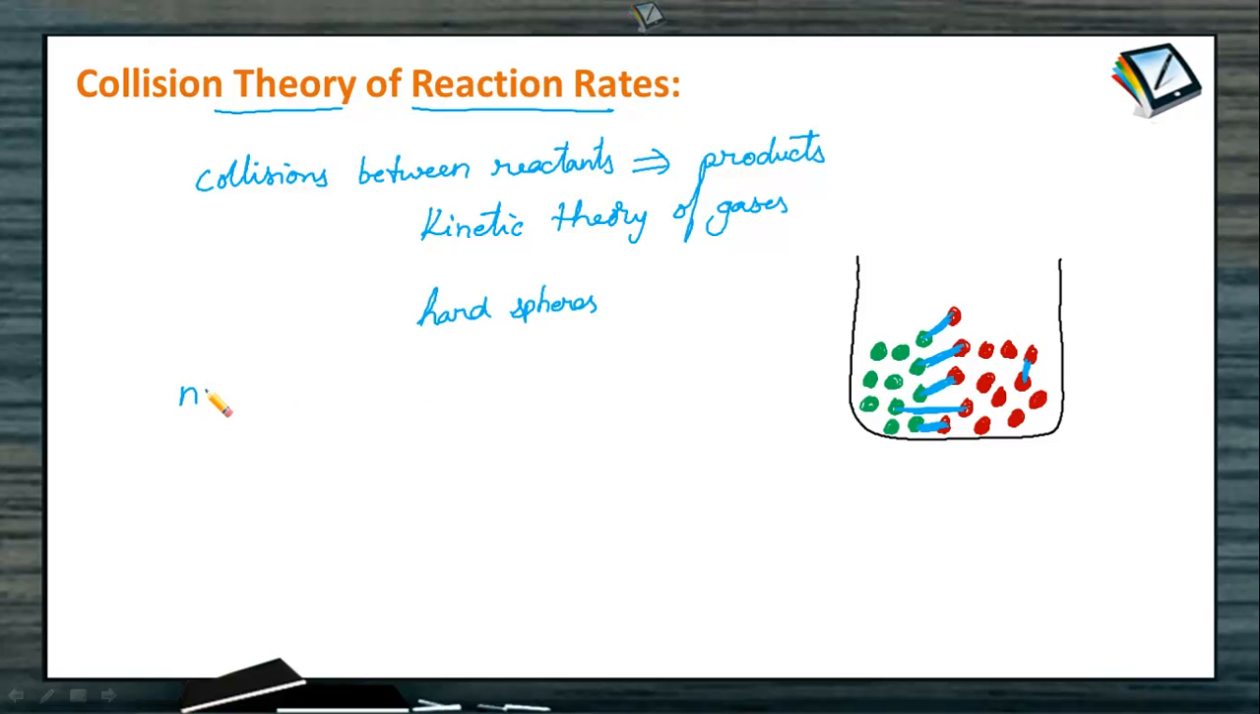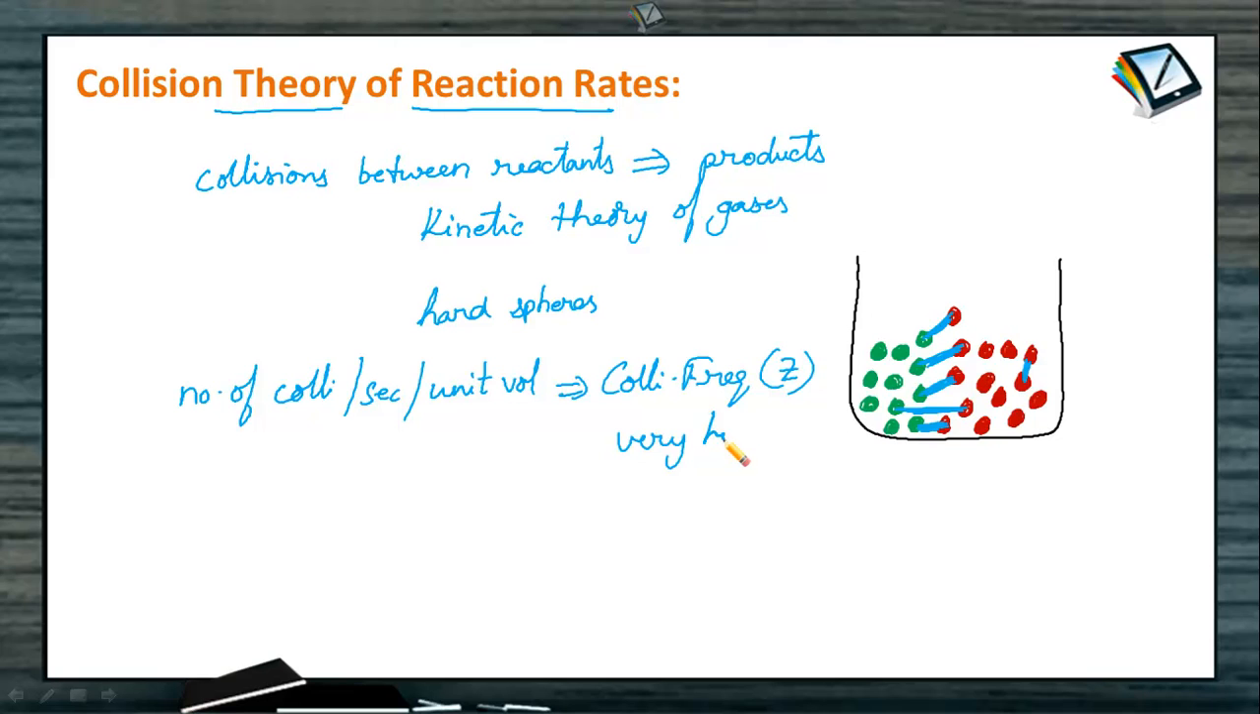And the number of collisions per second per unit volume of the reaction mixture, this is called the collision frequency, which we can represent with the alphabet Z. And this value of collision frequency is very high. For example, under the normal conditions of temperature and pressure in a gaseous system, the collision frequency of the binary collisions is in the order of 10^25 to 10^28.